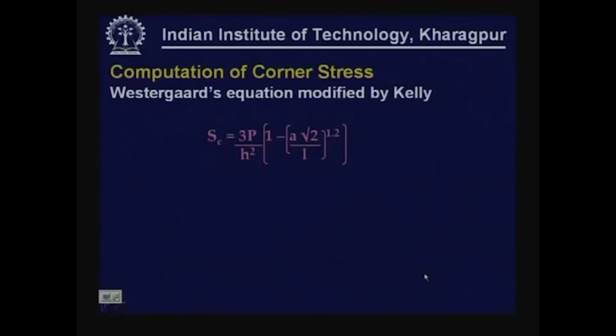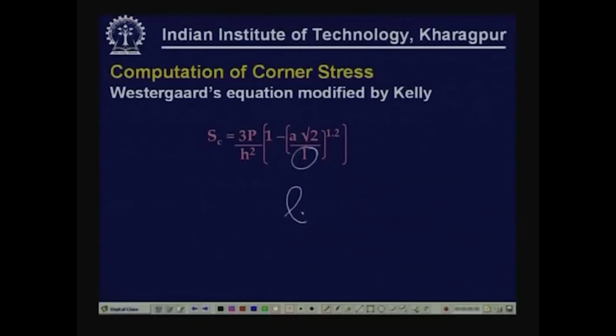This is the expression adopted in IRC 58 for computation of corner stress. This is Westergaard's equation modified by Kelly. In this, the stress in the corner region is given as 3P by h square, where P is the wheel load, h is the thickness of the slab, into 1 minus (a root 2 by L) to the power 0.6, where a is the radius of load contact area and L is the radius of relative stiffness. These are parameters that were discussed in the earlier lessons.